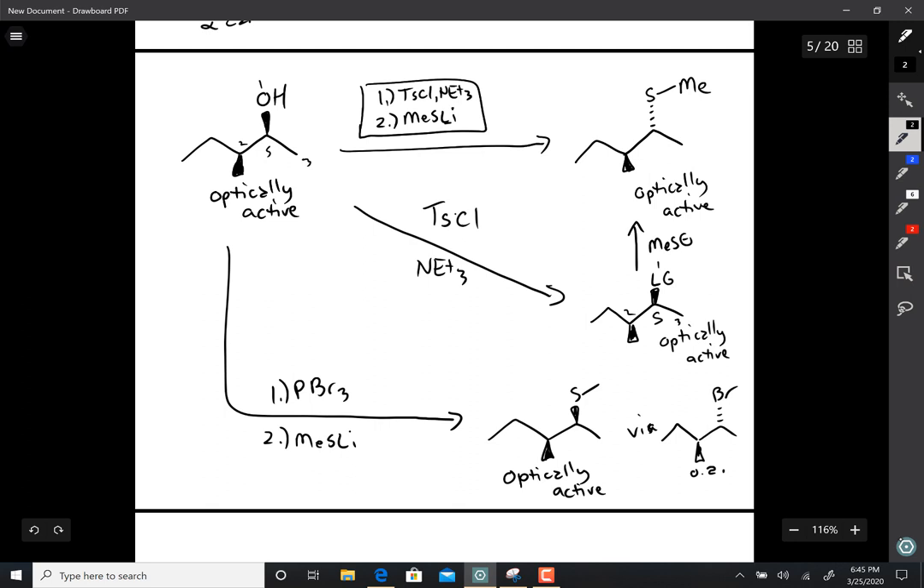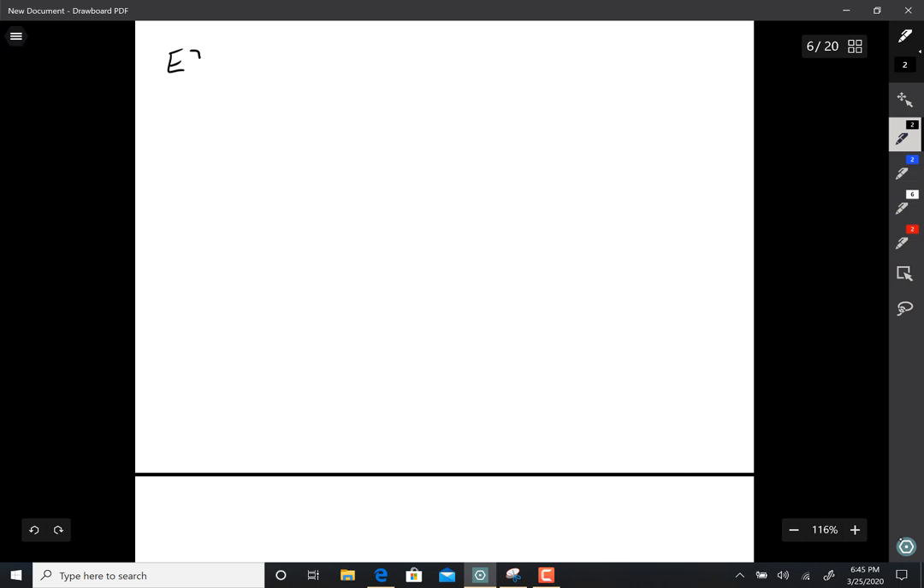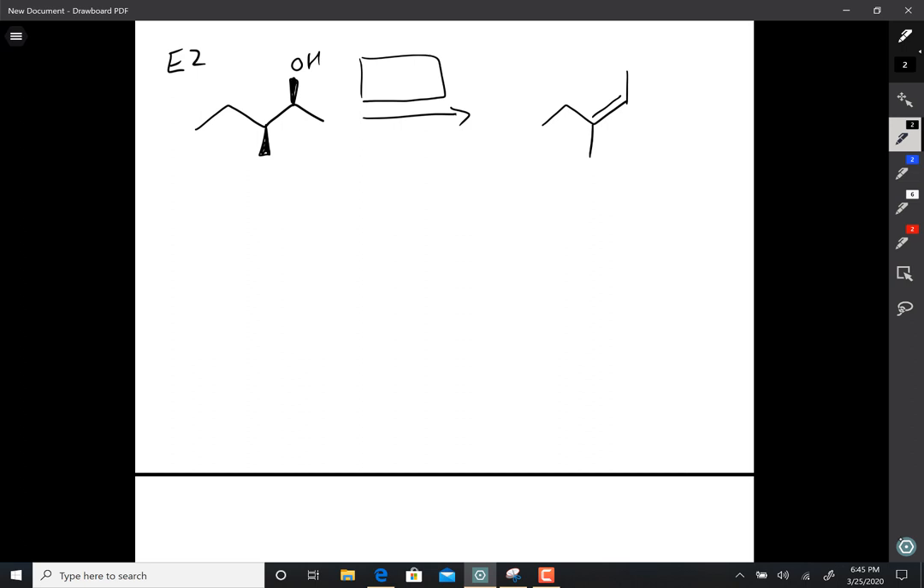So this is an example of SN2. You can also think about it in terms of E2 reactions. So you want this molecule. Again, go ahead and pause it and try to work this problem out.